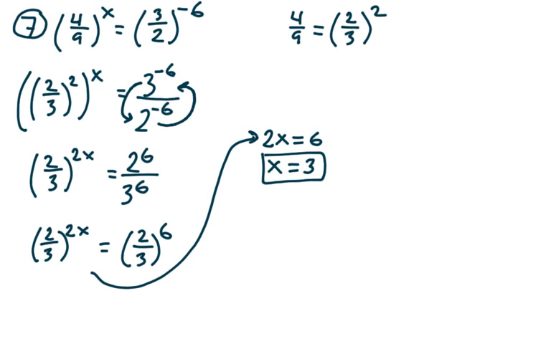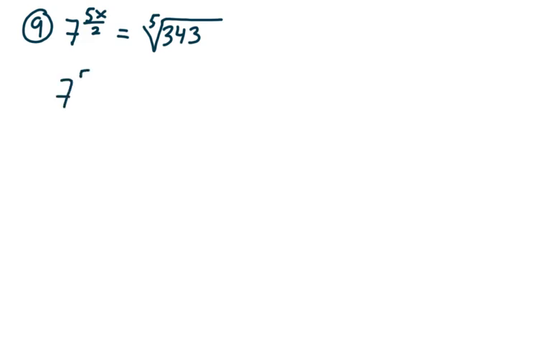We could take a look at number 9 here. So if I have 7^(5x/2) on the left side, and then I have the 5th root of 343 on the right side. So I'm going to write this as 7^(5x/2) equals 343^(1/5). Now, in my mind, I want to see if I could rewrite both sides to have 7 as the base, right?